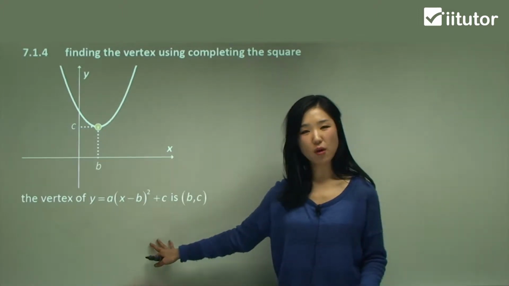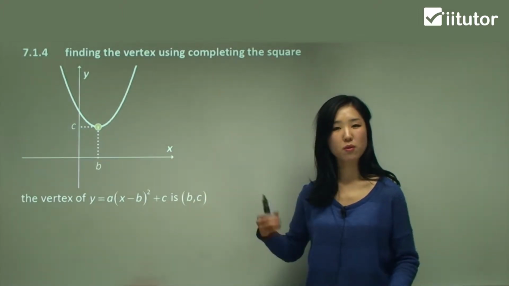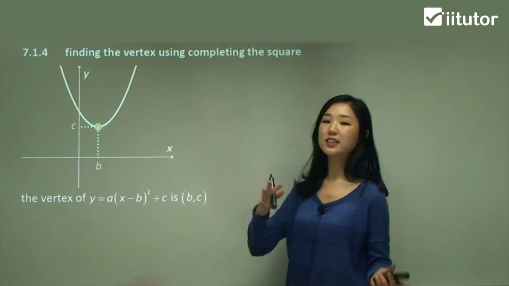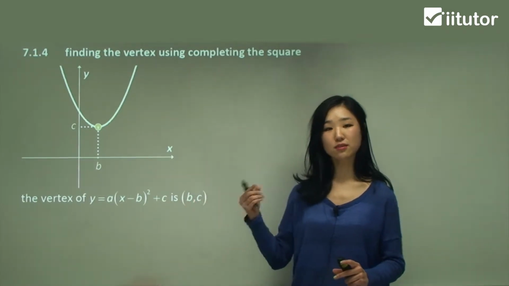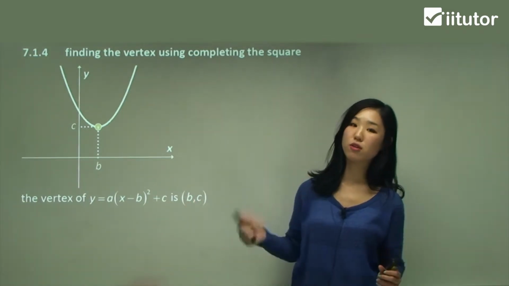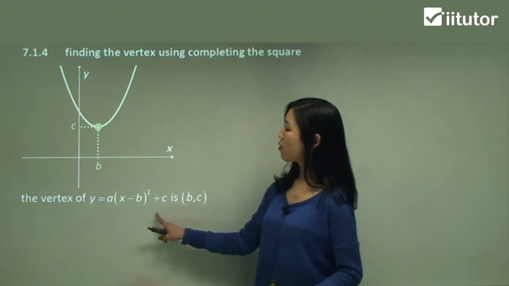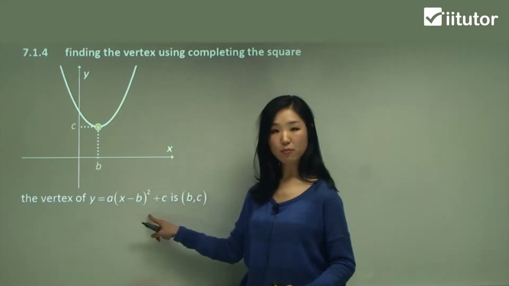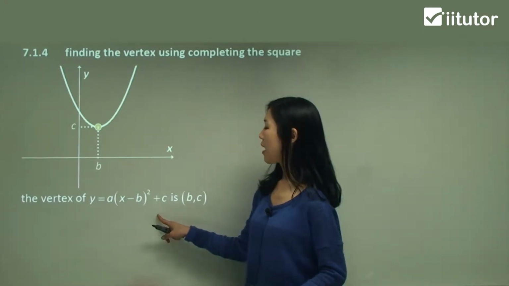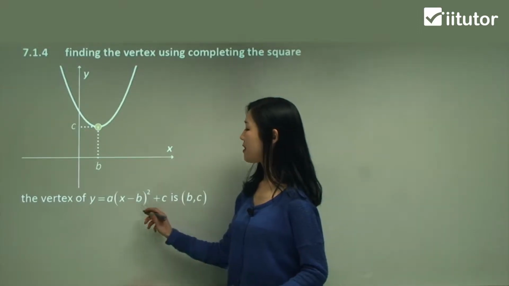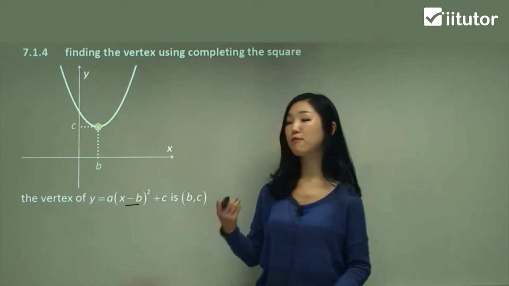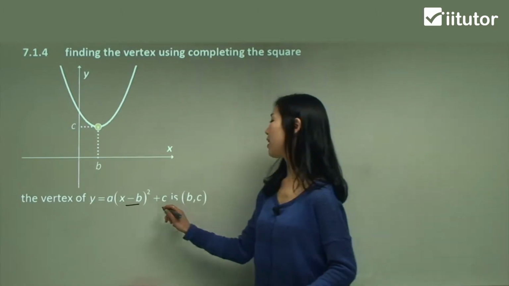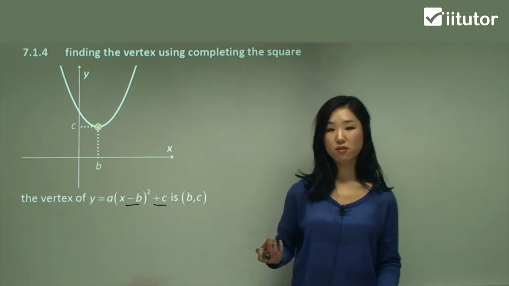Now this is the form that we've done in the previous section, where we learnt that when the vertex has changed, we can quickly identify the vertex and then draw the graph. So this form should be pretty familiar to you. Remember how with this kind of form I said to look at this part for the x coordinate of the vertex and look at this part for the y coordinate of the vertex.